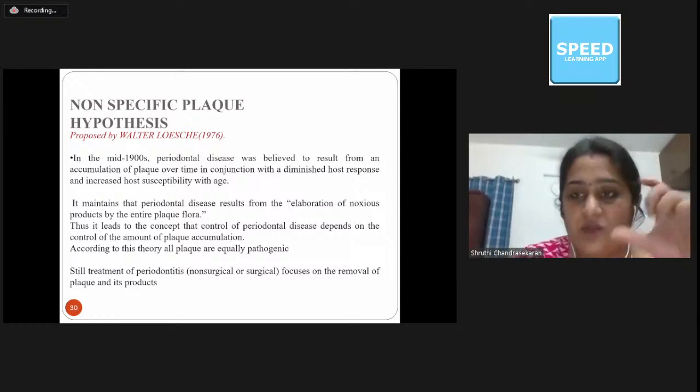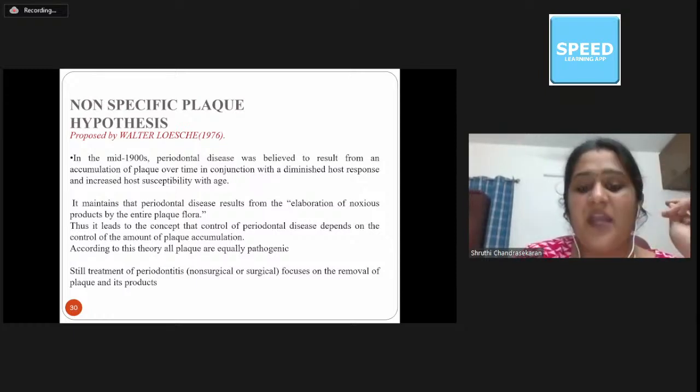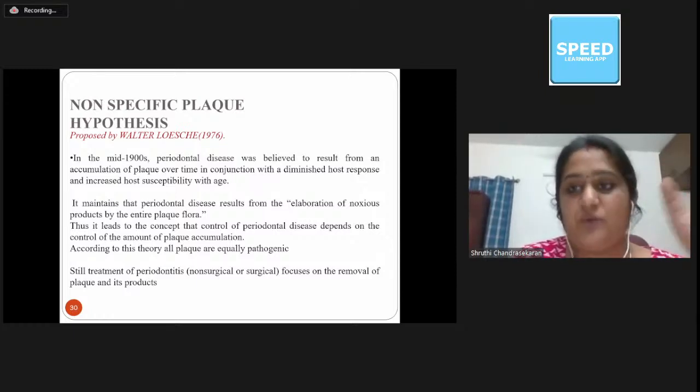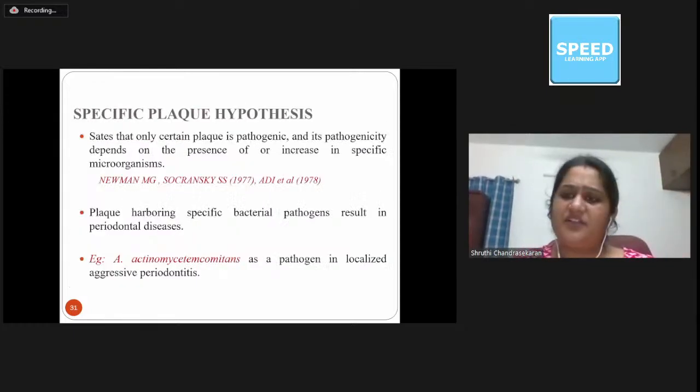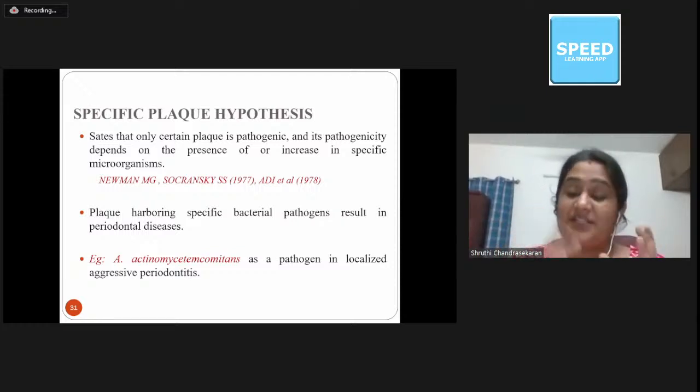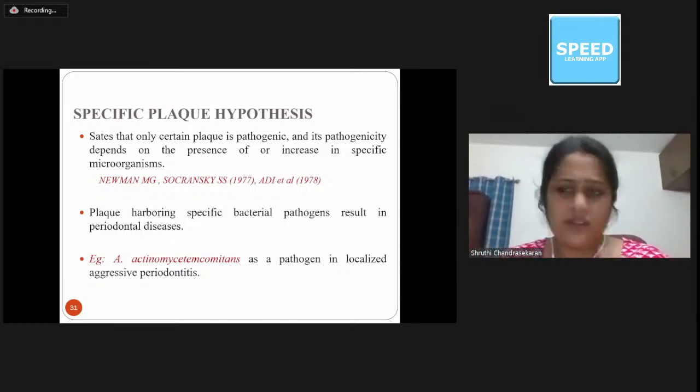So during this non-specific plaque hypothesis era, it was thought that the main aim of treatment was to remove the plaque by non-surgical or surgical mechanisms. But it is only after this that people began to understand there are certain people who have little plaque accumulation, but have exaggerated disease, and some people who have less plaque, but more exaggerated disease. So they thought that it is not the quantity of plaque that matters, but it is the composition of plaque that matters.